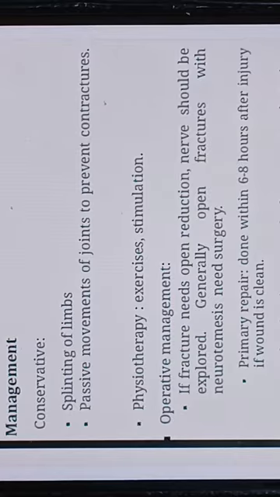Open fractures with nerve injury need surgery. Primary repair is done within 6 to 8 hours after injury if the wound is clean. Delayed primary repair is done between 7 to 21 days. Secondary repair is done 21 days after injury in case of late presentation or failure of conservative management.